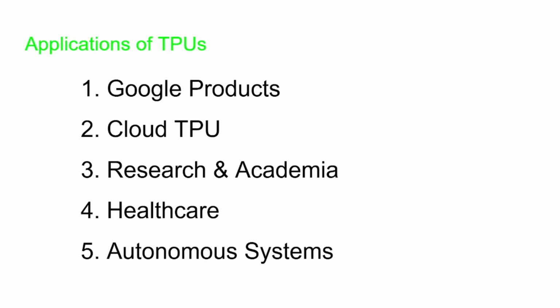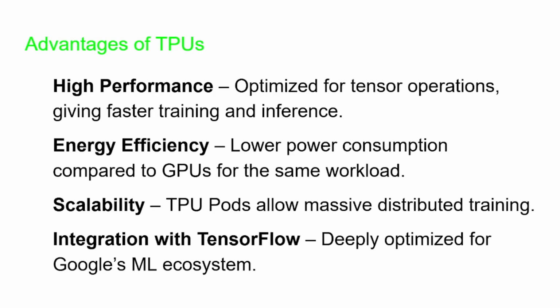For research and academics, it is used for projects like protein folding, that is DeepMind AlphaFold, and large language models like PaLM or BERT. For medical healthcare, it is used for medical imaging analysis, CT scans, MRI, and drug discovery, which use deep learning methods. The autonomous systems like robotics and self-driving cars use it for inference at scale.